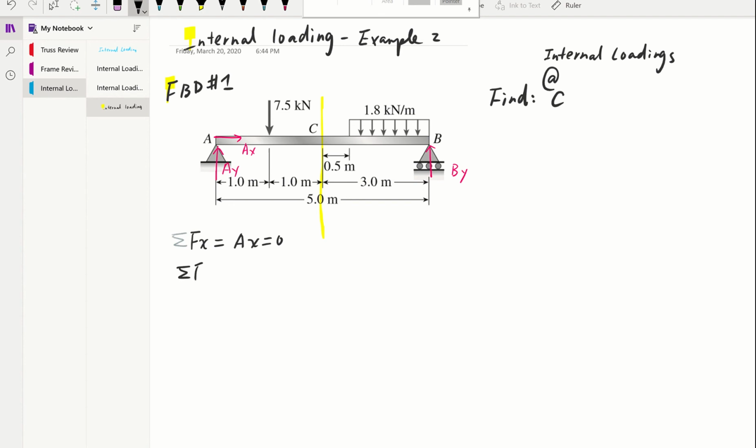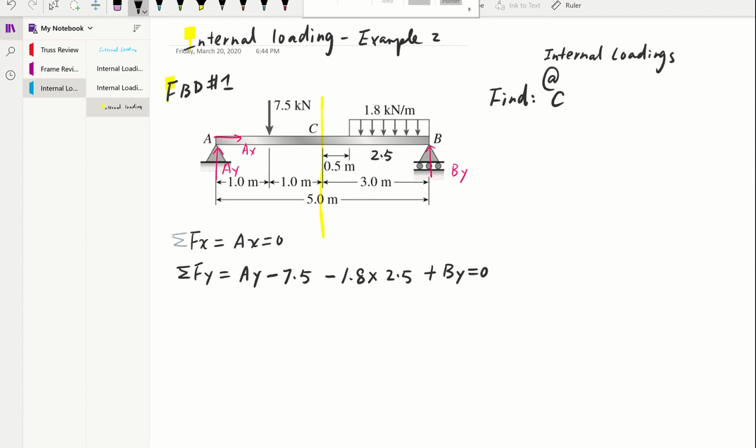And forces at Y direction, we'll have AY going upward and the 7.5 going downward. And we have distributed load is rectangle, so 1.8 times, what's the distance here? Is at 2.5, right? 3 minus 0.5, so times 2.5, and that's going downward. Then we'll have our BY equals 0.